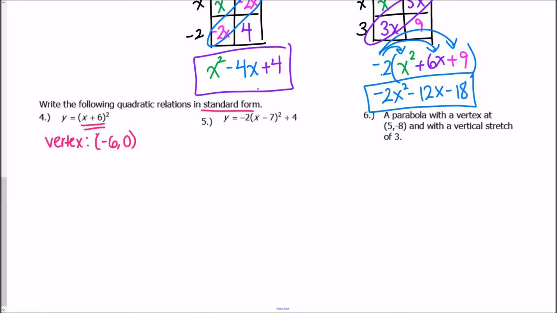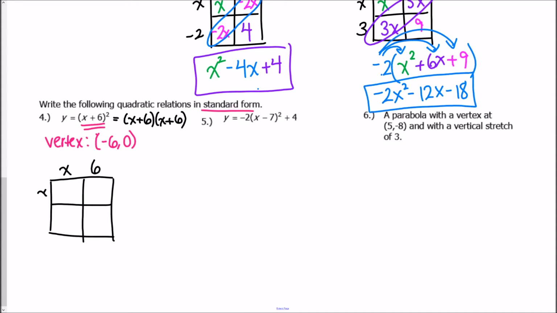So I'm going to expand this x plus 6 times x plus 6. So when I expand it, let's write out that this is x plus 6 times x plus 6. So I'm going to have an x here, a 6 here, an x here, and a 6 here. And this is x to the power of 1, x to the power of 1. So when I do this right here, x to the power of 1 times x to the power of 1 is x to the power of 2. Then here, x times 6 is 6x. Here I've got 6 times x, which is also 6x. And then lastly, I have 6 times 6 over here, which is 36.